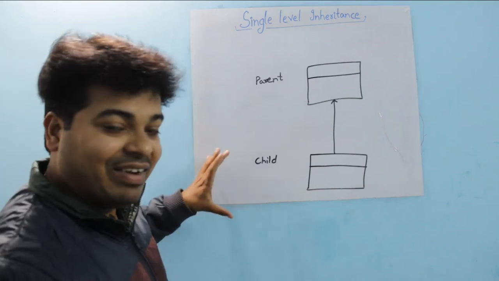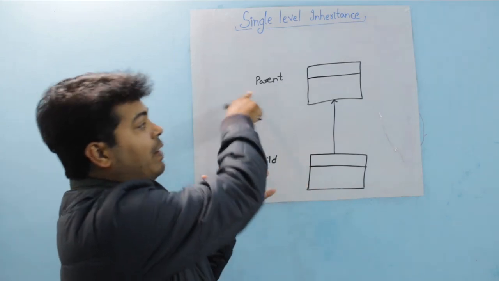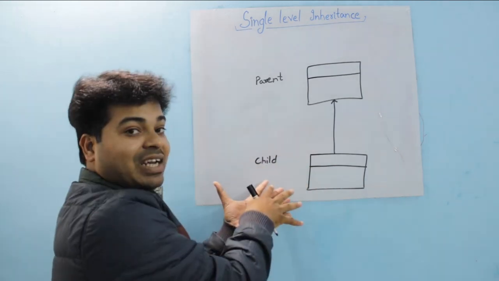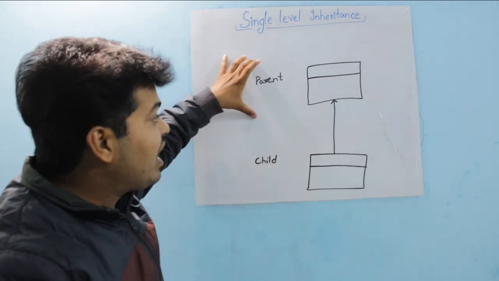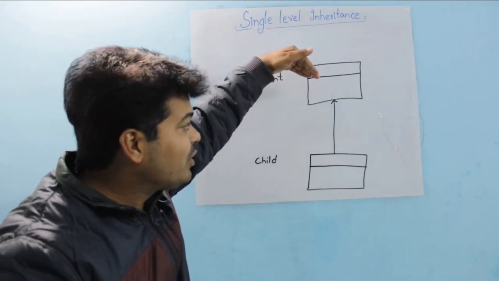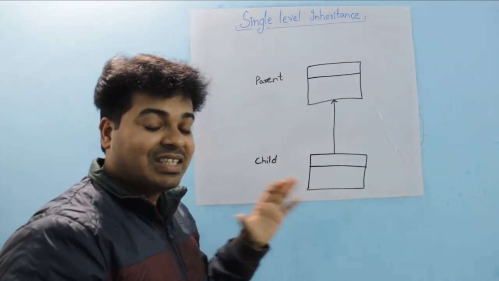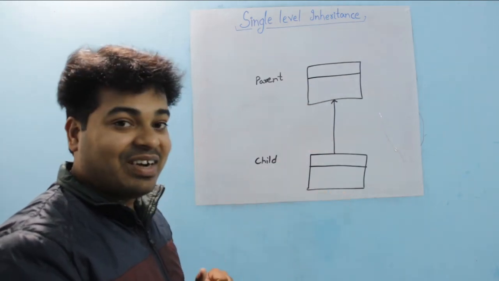So in single level inheritance, you are trying to inherit the properties of your parent class inside your child class, and there is only one single class in the parent, and you're trying to inherit that property in your single child class. That is called single level inheritance.